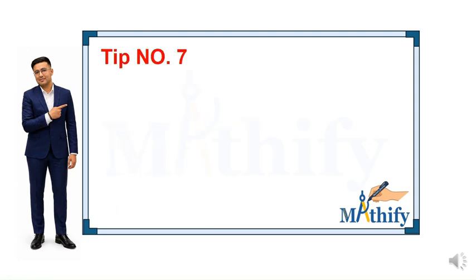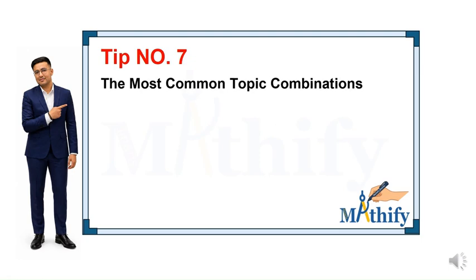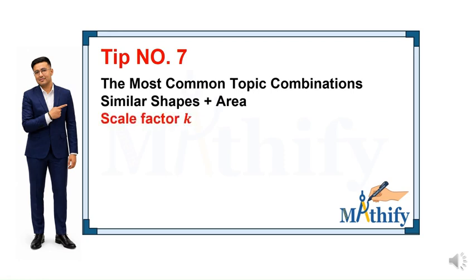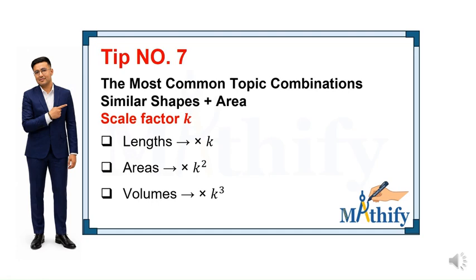Tip number 7, the most common topic combinations involve the following: similar shapes and area, scale factor. The scale factor of length is just K, or scale factor. For area, scale factor squared. For volumes, scale factor cubed. This is one of the huge favorites for any GCSE exams. Scale factor comes up a lot in paper 3.